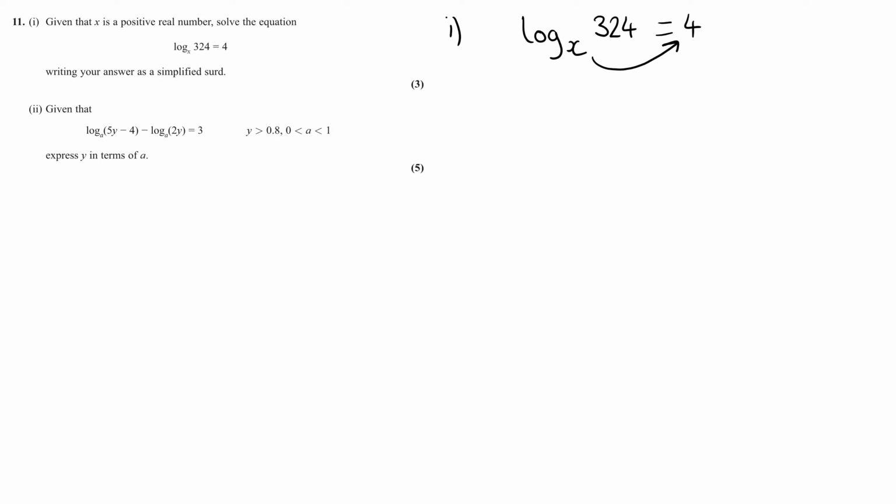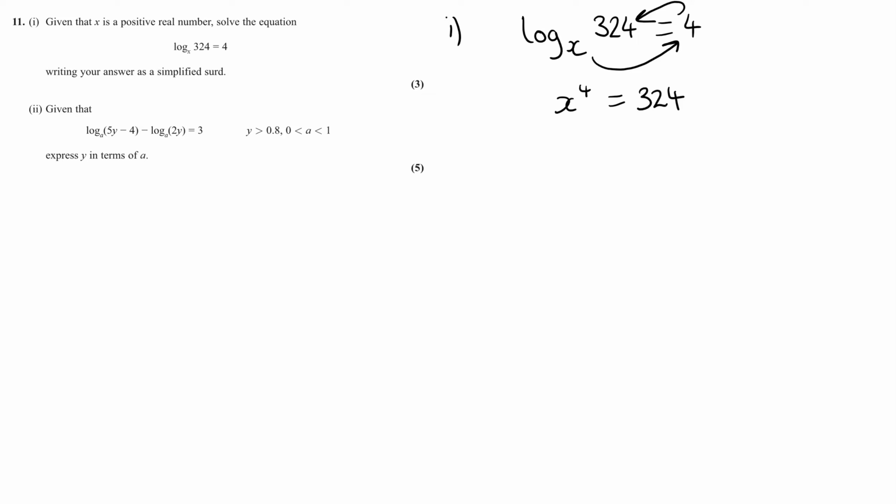So here we'd say x to the power of 4 equals 324. Then, because I want to find what x is, I would find the fourth root of both sides, which I believe most of you did here. The problem is, when you do this on your calculator, it's not going to give you an exact answer, and that's what we're looking for here. We're looking for our answer as a simplified surd, because your calculator can't deal with things like the fourth root typically.